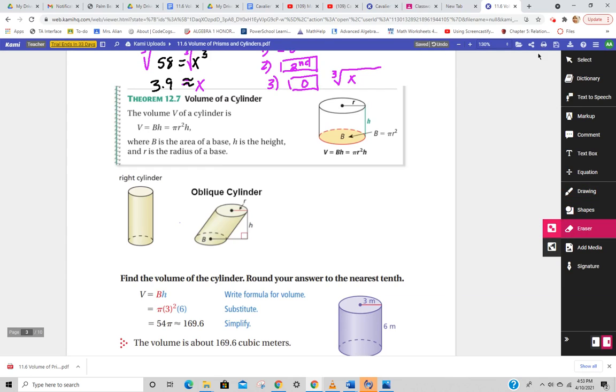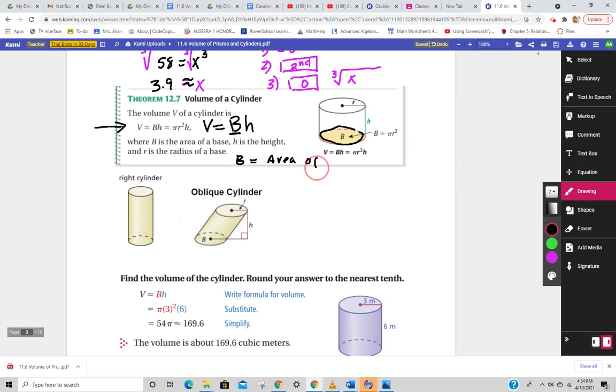All right, so the next thing we're going to look at is how to find the volume of a cylinder. And this theorem gives us the volume of a cylinder. The volume of a cylinder is base times height, where base represents the circular base of the cylinder. It represents the area of the circle, times the height. So that's how you find the volume of a cylinder. You take the area of the circle, which is called the base, times the height.